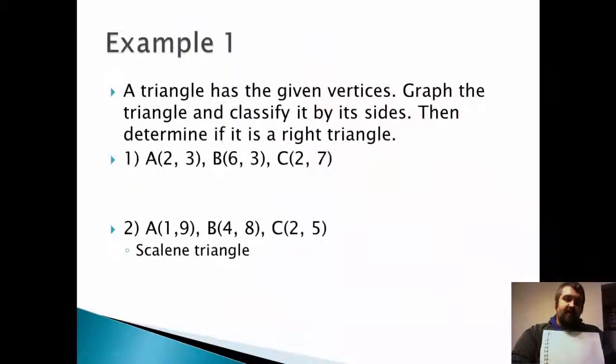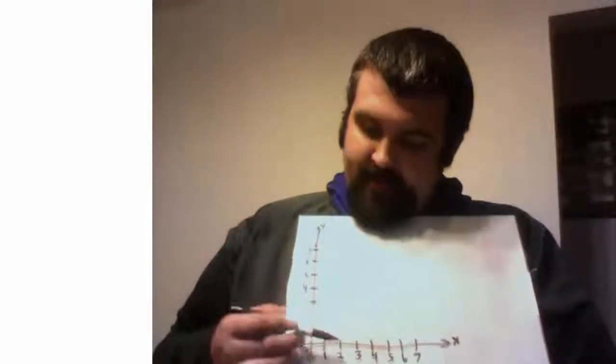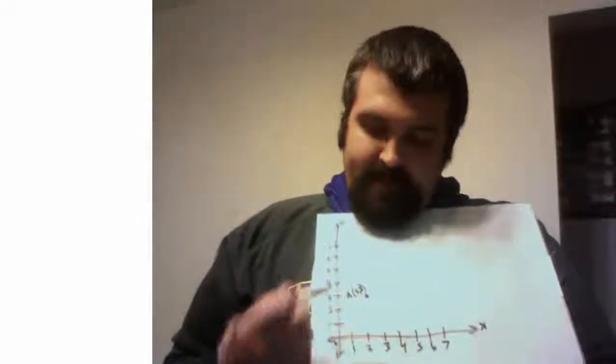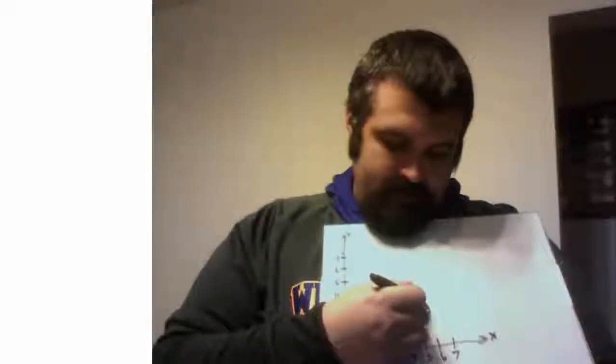Remember, the first number here, for instance, in A, that's the x-coordinate. So A is 2, so I count 1, 2 over. And then 3 is the y-coordinate, so I count 3 up. And I make a dot right at 2, 3, and I'm going to label that point A. Then I do the same thing for B. Count 6 over, and 3 up. And I'm going to label it B. The last thing I need to do is 2, 7, so 2 over, 7 up. And I'm going to label that C.